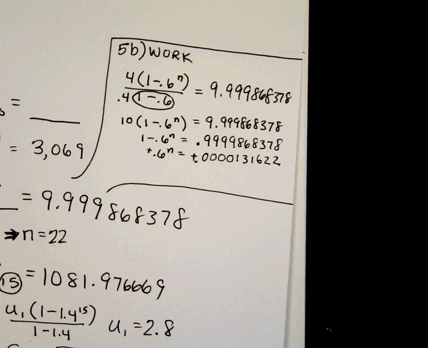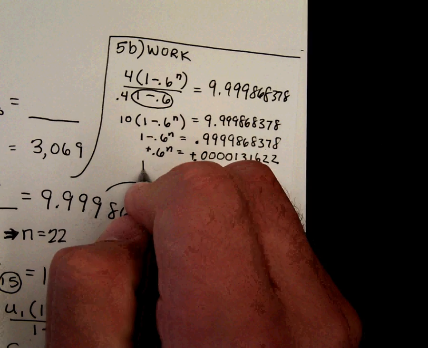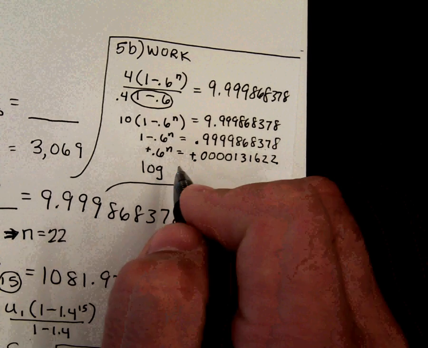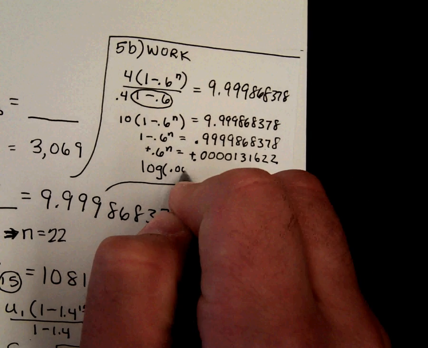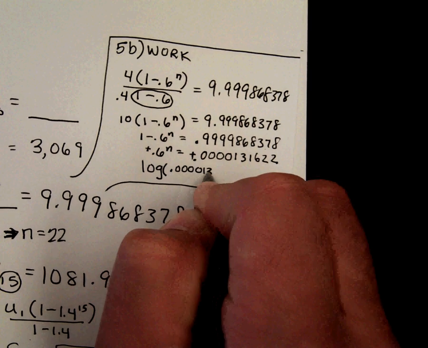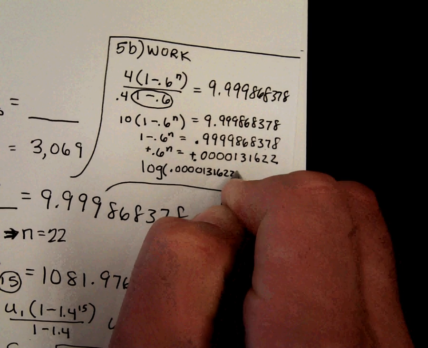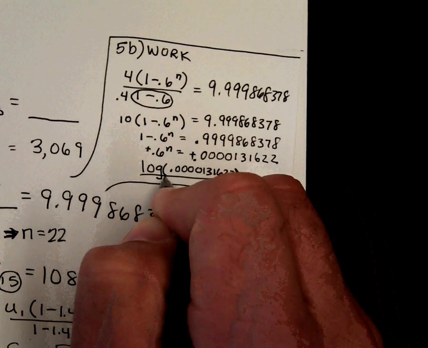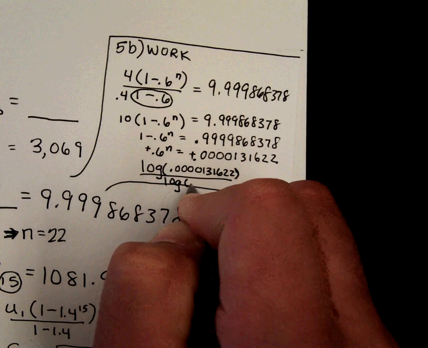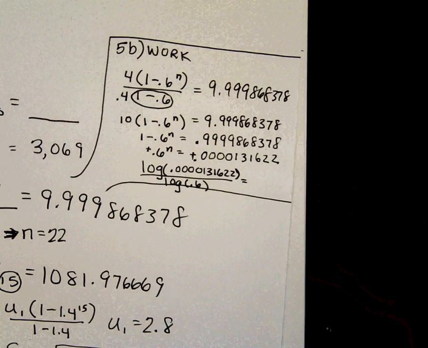At this point, we're ready to log. So we're going to take the log of the big decimal on the right, divided by the log of the base. And that should give you your n.